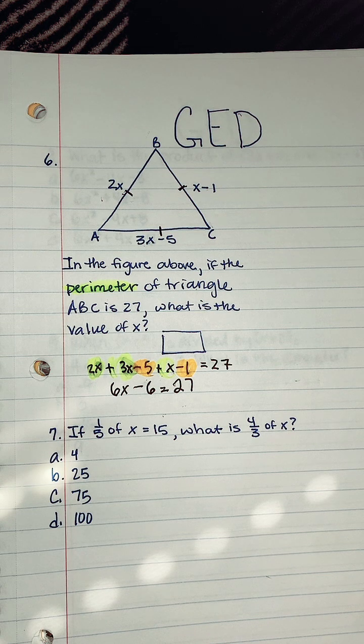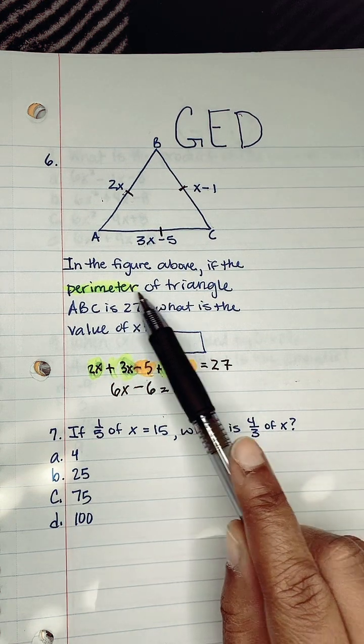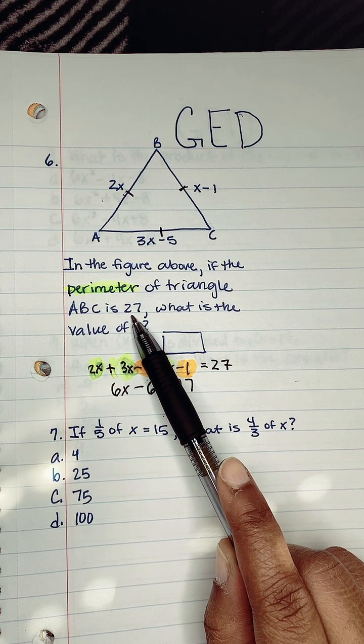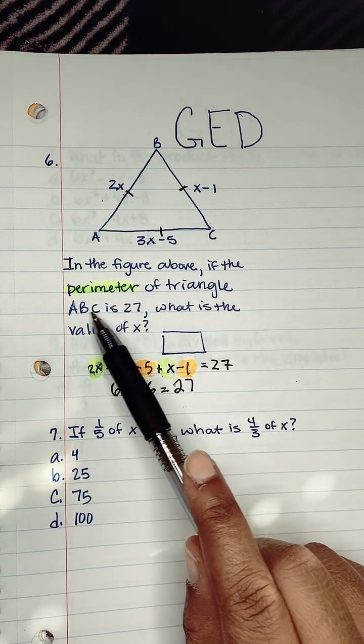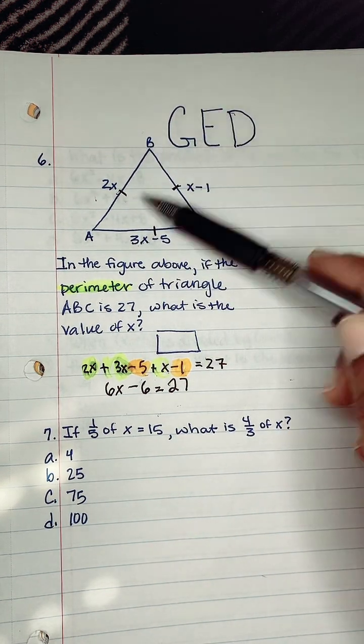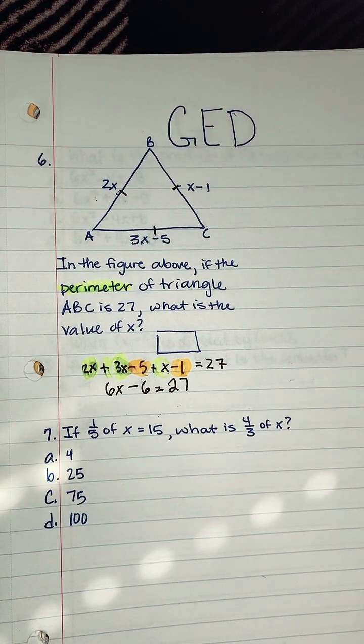Wait, where did the 27 come from? So the 27 comes from right here where it says the perimeter of the triangle ABC is 27. So when we added up all the sides, we're setting it equal to our total. Oh, never mind. Okay, you got it? Good. All right. Oh, okay. Good.